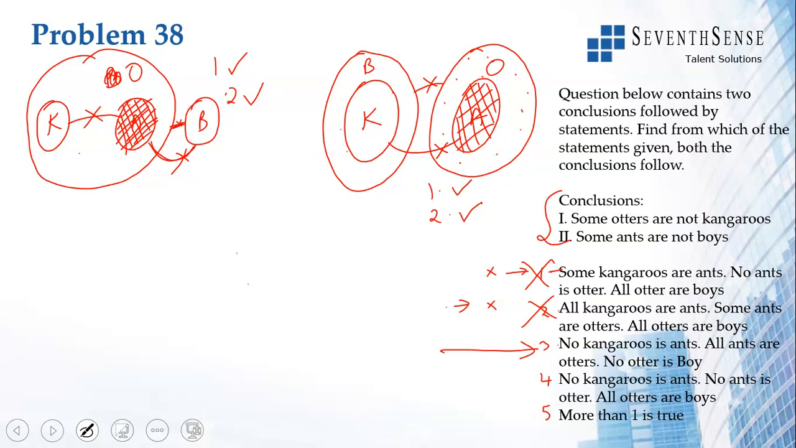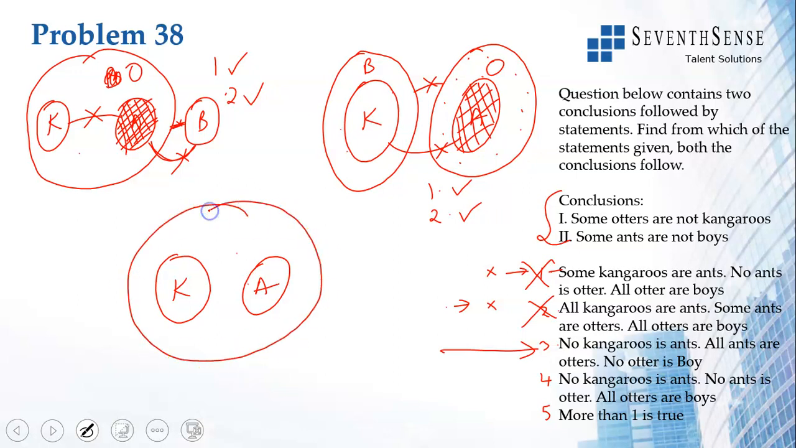Let's see if you can draw it in any other way. No kangaroo is an ant. I'm still drawing the third option. All ants are otters. No otter is a boy. Okay, so this will be similar to this drawing only. This is the same. Okay, so in all the potential drawings that we draw, both the conclusions are valid. So option 3 is correct as of now.